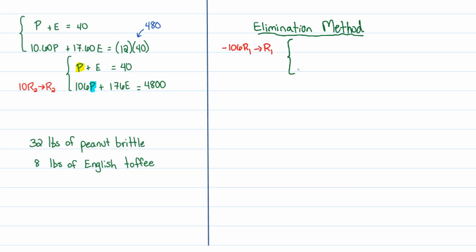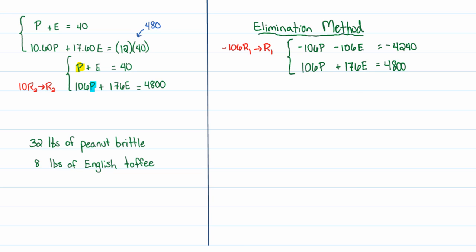Here we go. I didn't touch row 2, so row 2 is still 106p plus 176e is equal to 4800. And negative 106 times row 1 will give me a negative 106p, negative 106e equals, and then negative 106 times 40 is a negative 4240. So that means multiply both sides by negative 106.